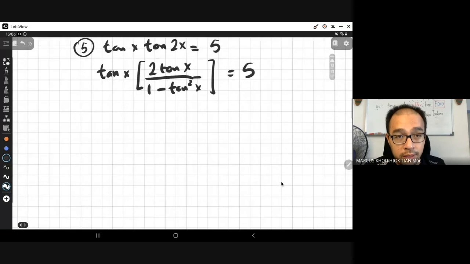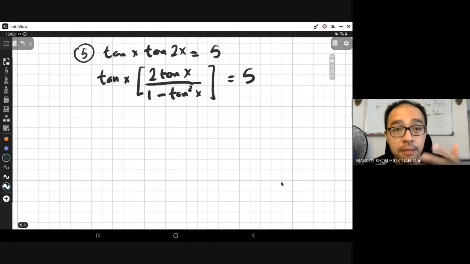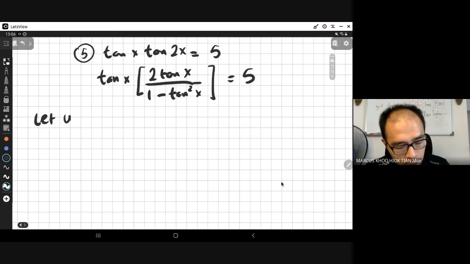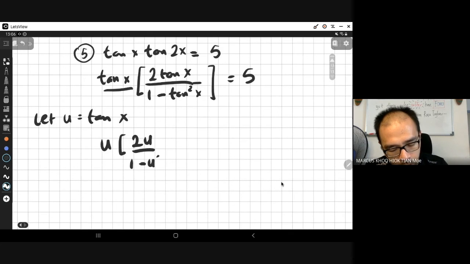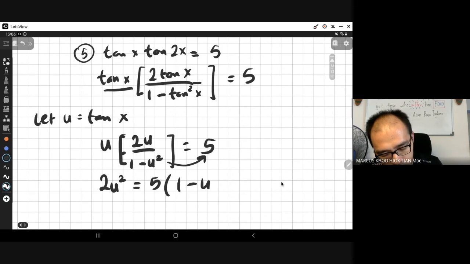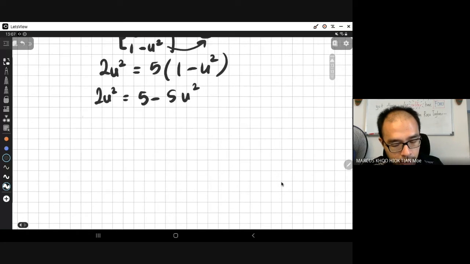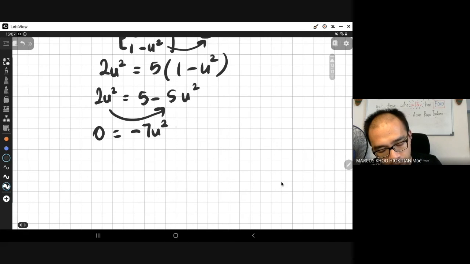Now this one experience will tell you. Since everything is tangent, what you can do to make things easier is make everything into one letter. Let u equal tangent x. So this will become 2u over 1 minus u squared equals 5. I'm going to bring this up, so I'll get 2u squared equals 5 times 1 minus u squared. 2u squared equals 5 minus 5u squared. I hope you can see where this is going. So I'm going to bring this across. So here is 0 equals minus 7u squared plus 5.